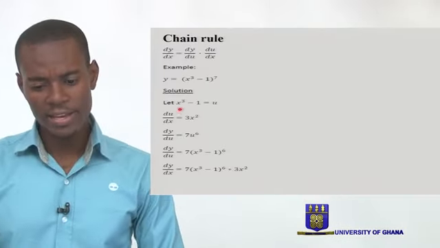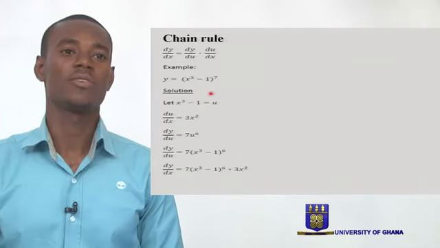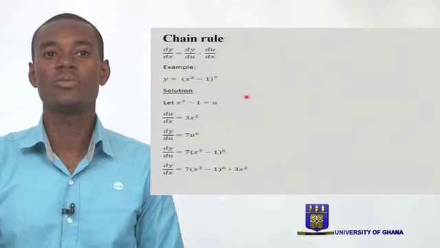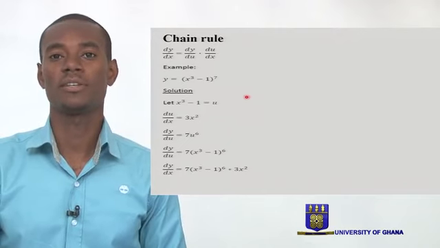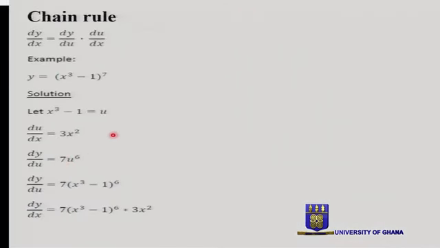So I said let x cubed minus 1 be equal to u. You see? So I have represented the inner function, which is x cubed minus 1, to be u. Now, once I have this, the entire function looks like u to the power 7. If I have u to the power 7, I just deal with it like a normal power rule function. So I bring it down. I now have u, which is my 7. I bring it here before the u, and then I reduce the 7 by 1. So what do I have? 7u to the power 6. I hope you understand. Good.